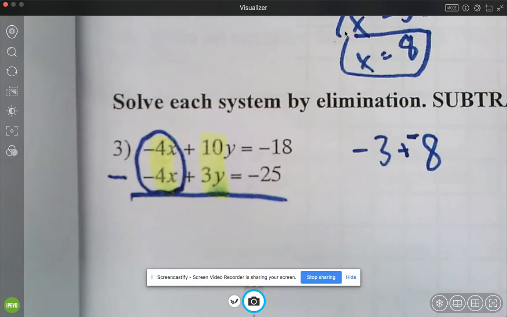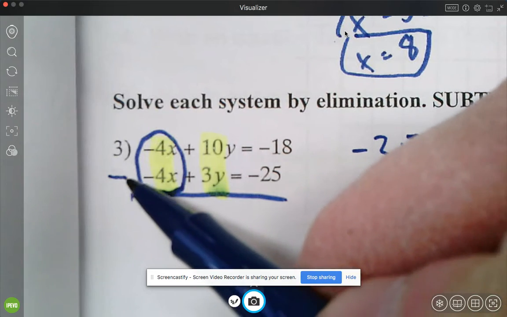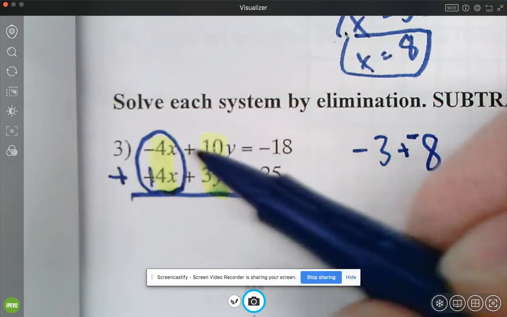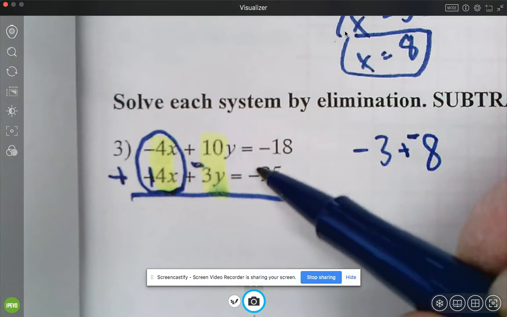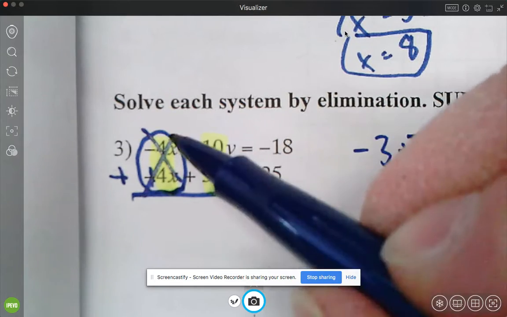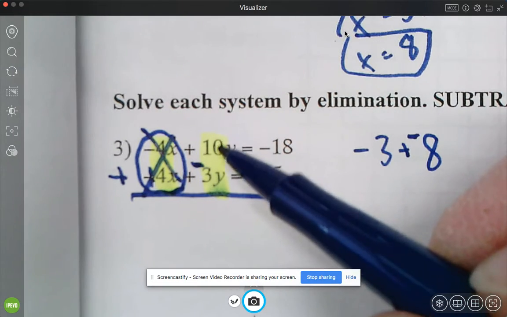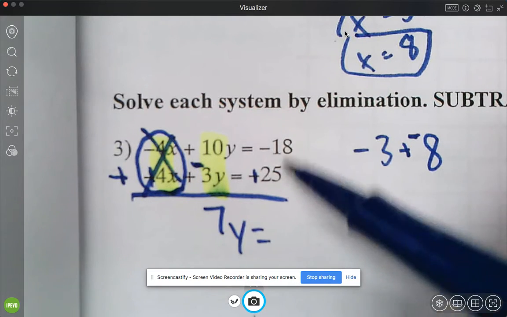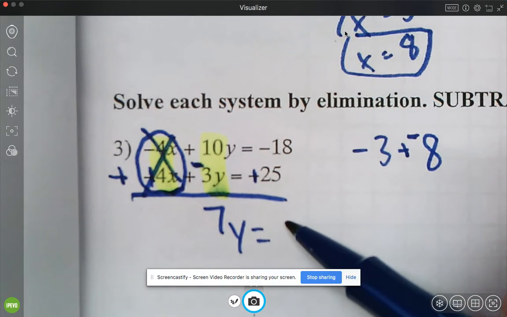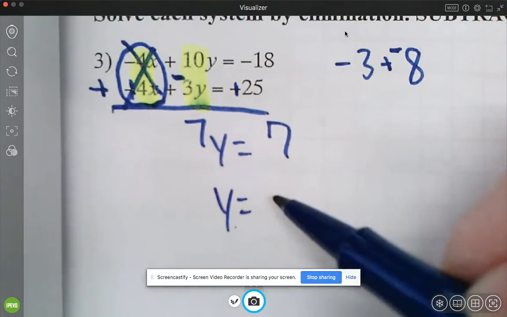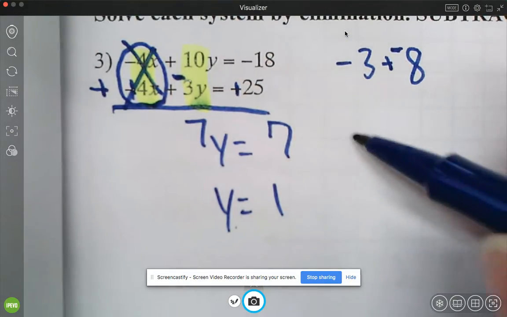Let's subtract the 2. So by subtraction, I'm going to change this to addition and everything to its opposite. So we're subtracting by adding. So now we add it and we're left with an elimination here. Can someone tell me 10y plus negative 3y? 7y equals negative 18 plus 25? 7. So what is y going to equal? y equals 1. Let's do some back sub here.